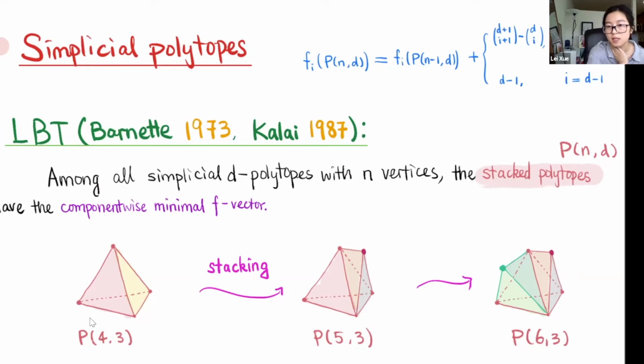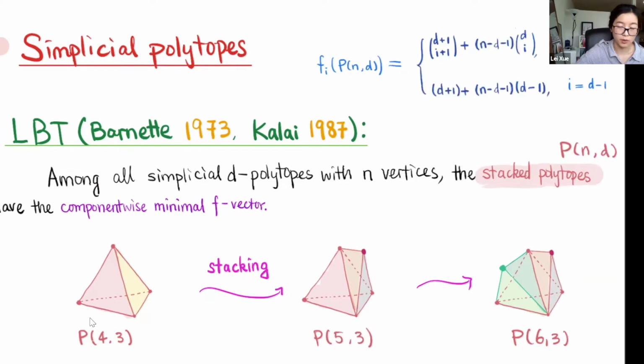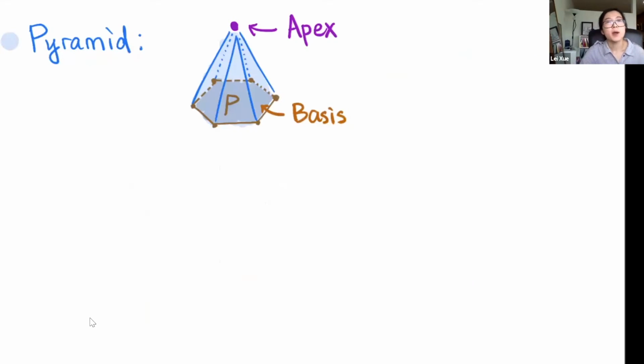Does that make sense? Okay, so that's how we get this general formula for the number of faces for stacked polytopes. And they will together form the component-wise minimal F vector. Okay, and in the main talk, we're going to focus on not simplicial polytopes, but just polytopes in general that we defined before. And we're going to go over a construction by Grünbaum in his book in 1967. And we're actually going to go over that construction here now.